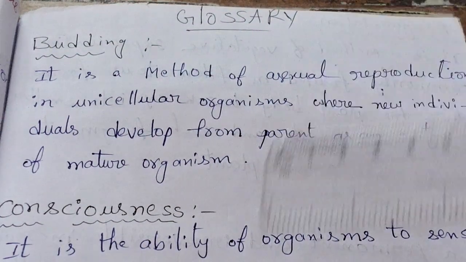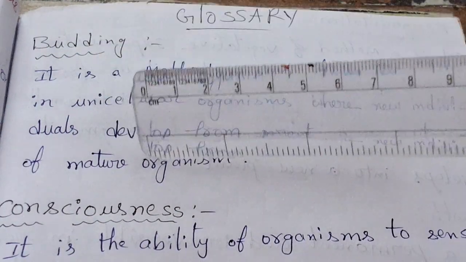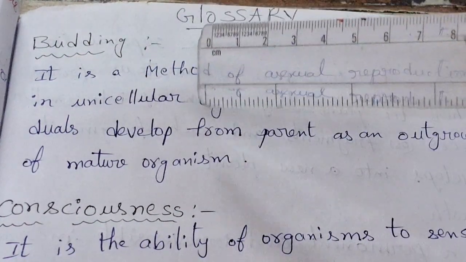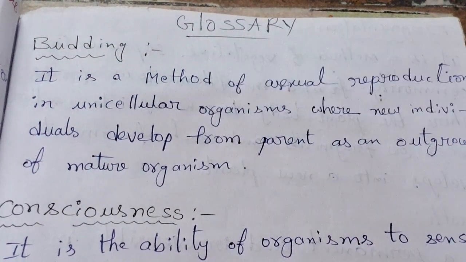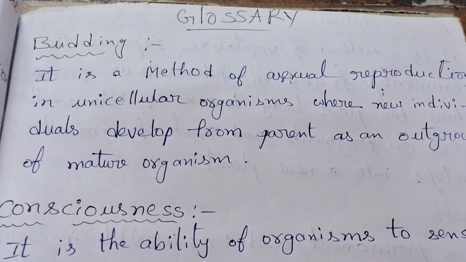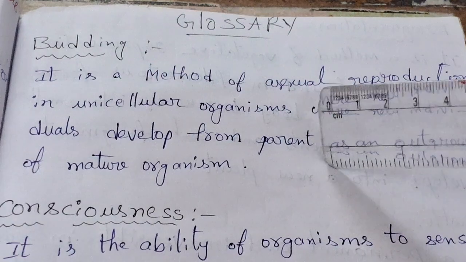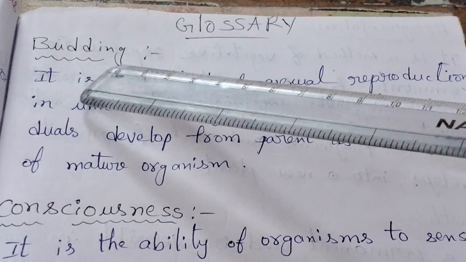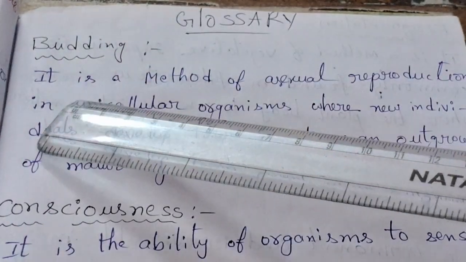Already all these keywords are present in our first unit. What is the lesson name? The living world. అందులోని key points ఇవి. Okay, first one, budding. What is the meaning of budding?